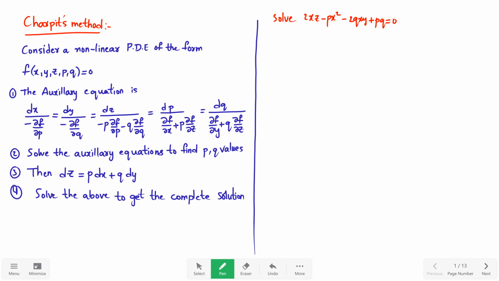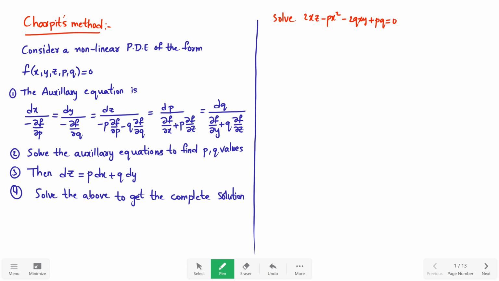First, we have to write the auxiliary equation. The auxiliary equation is dx by minus ∂f/∂p equal to dy by minus ∂f/∂q equal to dz by minus p into ∂f/∂p minus q into ∂f/∂q equal to dp by ∂f/∂x plus p into ∂f/∂z equal to dq by ∂f/∂y plus q into ∂f/∂z.